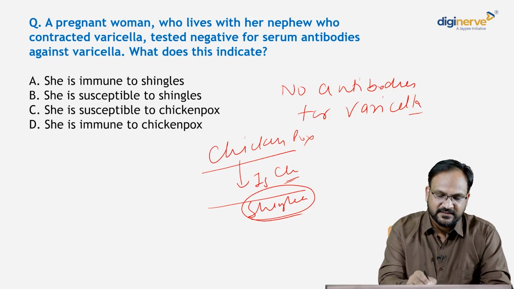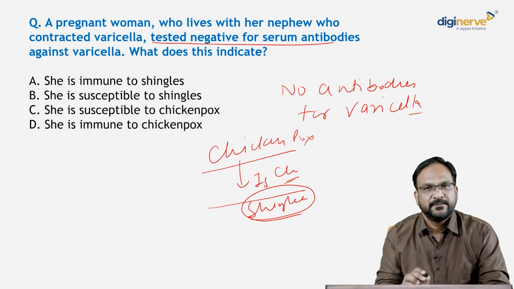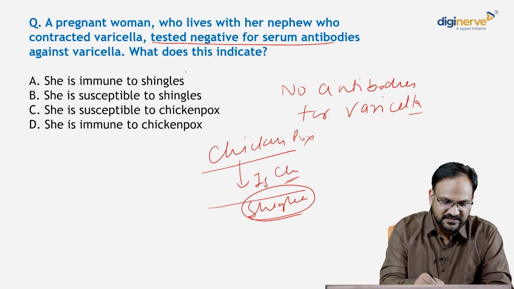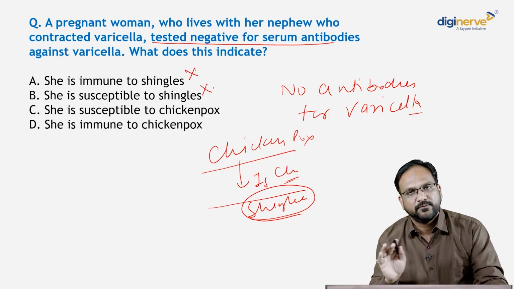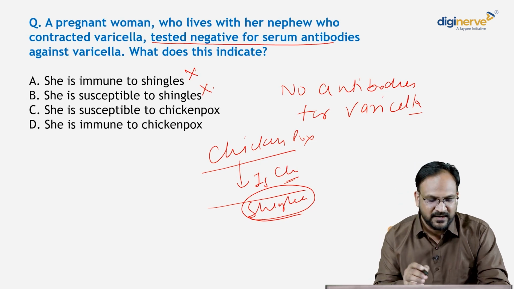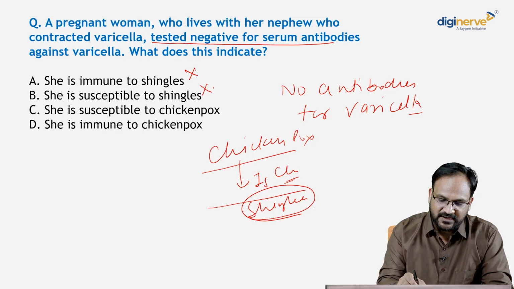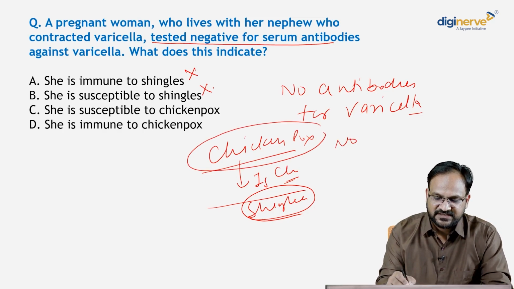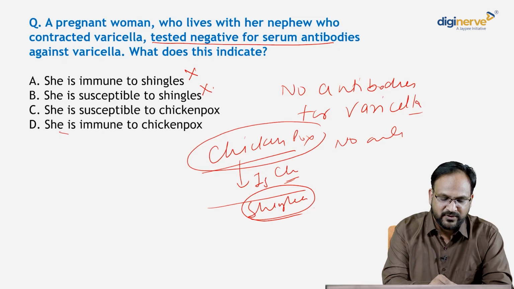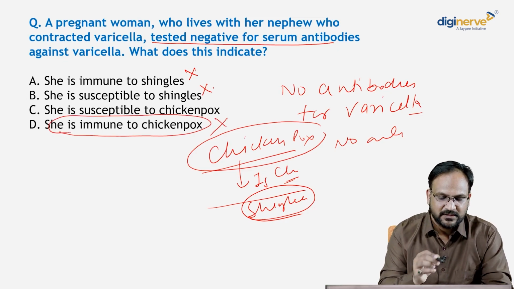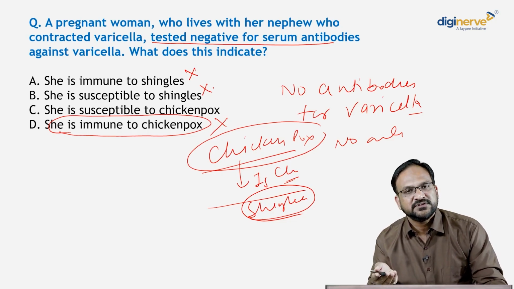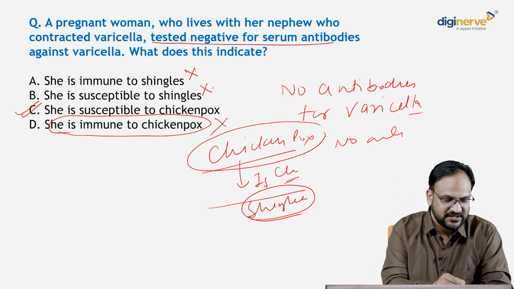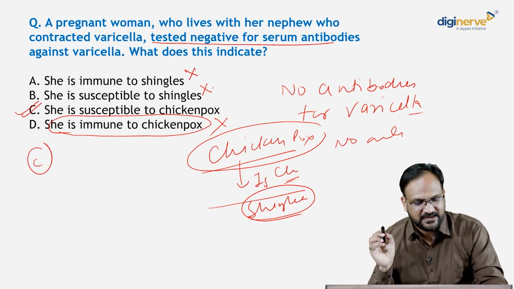So here the person is negative for the serum antibodies, it means shingles immunity or susceptibility, both are not in the option. She is not susceptible and not immune to the shingles. Now there is no immunity against the chickenpox, no antibodies against the chickenpox, it means there is no immunity to the chickenpox. This option is also wrong. And if there is no antibody against the chickenpox, the person is susceptible to the chickenpox. So the answer will be C here.